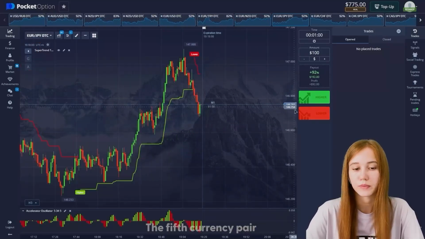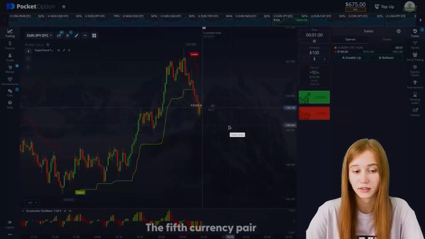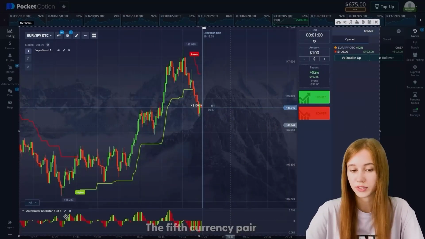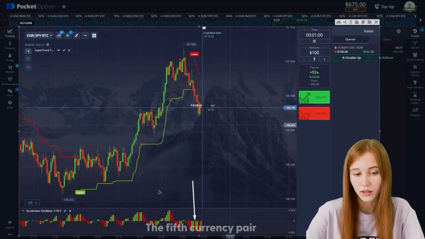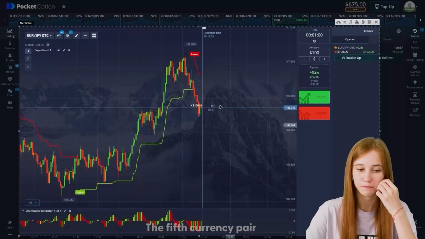Now we have moved on to the next currency pair. We go up and down and begin technical analysis. First, the oscillator doesn't really show us anything, as it shows large swings. We don't have a clear trend. We look at the super trend, it shows a downward trend.